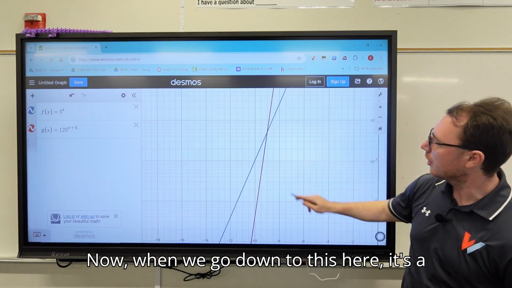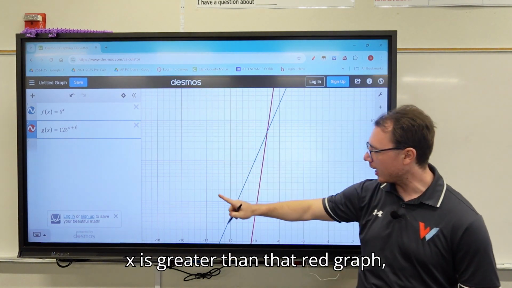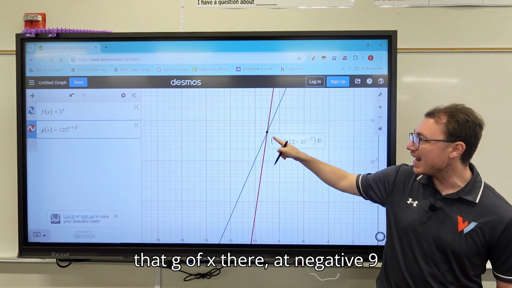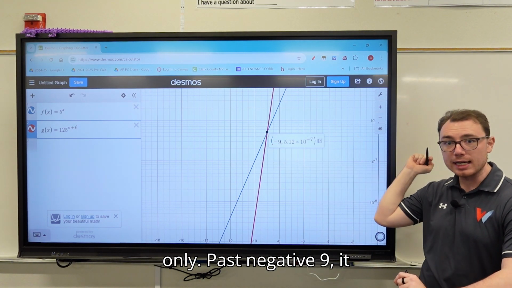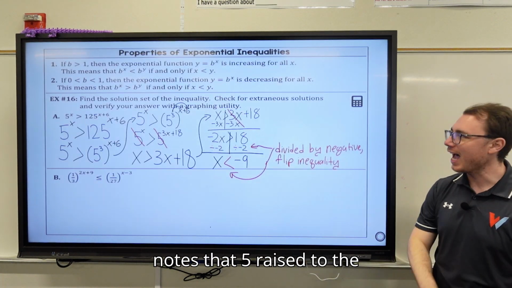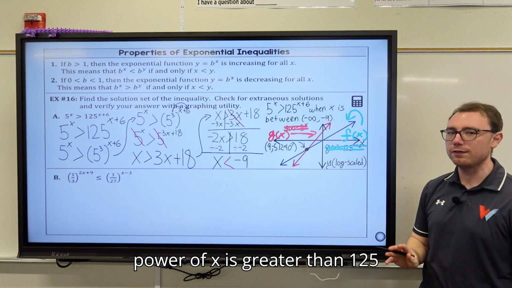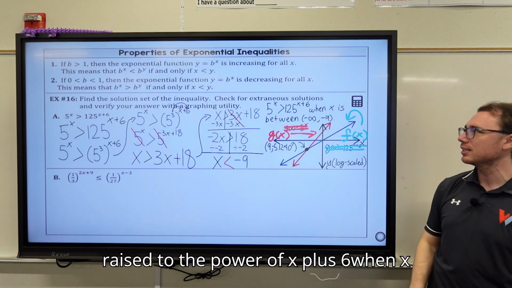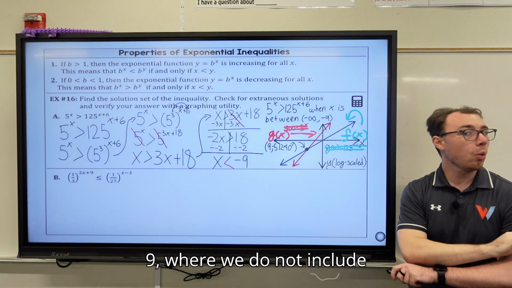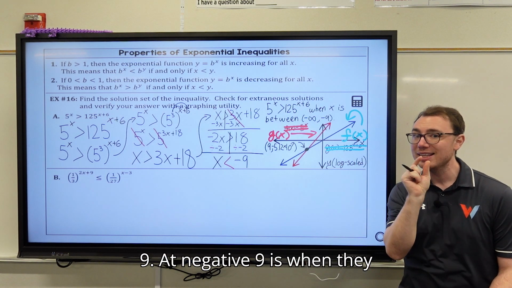Now, when we go down to this here, it's a little bit easier to see that that blue graph, 5 raised to the power of x, is greater than that red graph, g of x there, at -9 only. Past -9, it changes. So we can state on our guided notes that 5 raised to the power of x is greater than 125 raised to the power of x plus 6 when x is between -infinity and -9, where we do not include -9. At -9 is when they intersect.